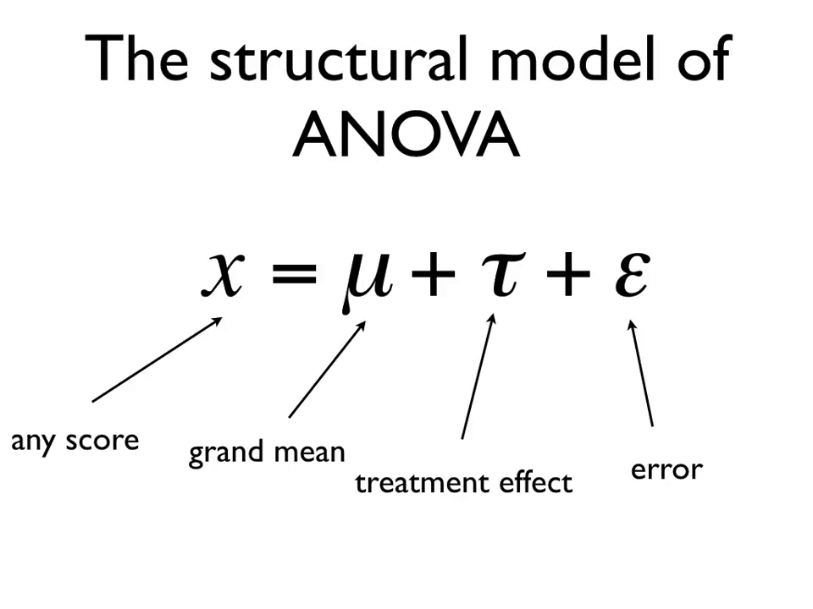Some books will use Y. In fact, all the way through graduate school I used Y. Our book uses X, so I switched to using X. It doesn't matter. You could call it Steve, you can call it oranges. It doesn't matter what it's called. You go with X. And don't be afraid of the Greek letters. They're just used to represent things. It's just short form of any score equals the grand mean plus the treatment effect plus individual differences or error. It's just a way of writing stuff out. It's nothing to be frightened of.